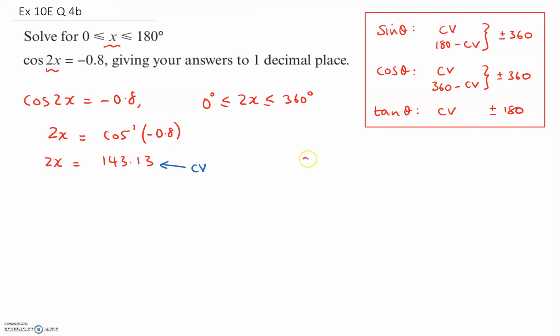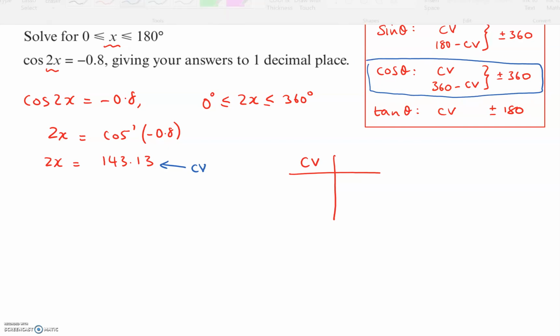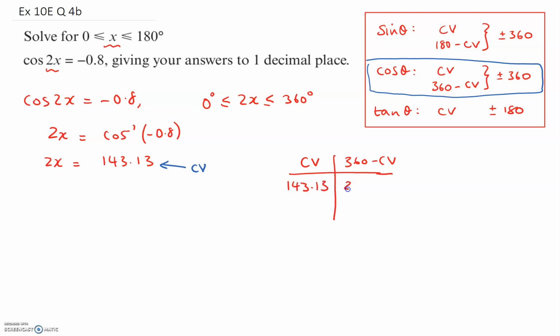Again, draw up a little table, calculator value, and this time we're looking at cos, so it's this general solution now. So that's going to be 360 minus the calculator value this time. Calculator value is this. 360 minus the calculator value is this. So put that in your calculator. So again, looking at the range between 0 and 360, both of these are actually in that range, but I need to see if I can get any more. If I subtract 360 from either of these, I'll go outside the range.